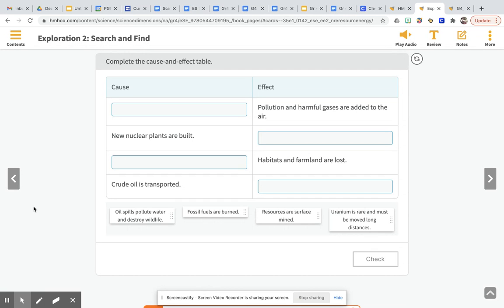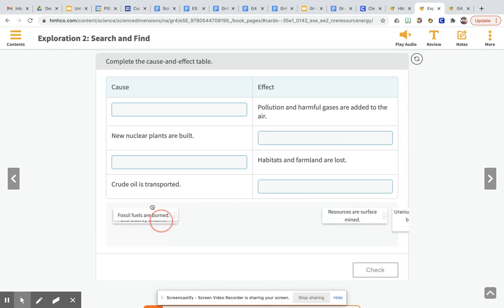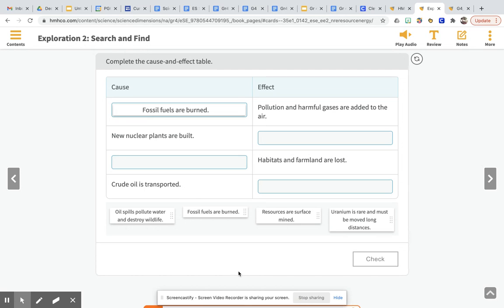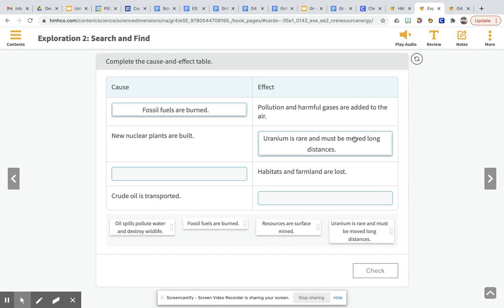All right, are we ready to discuss? Well, the first one was a cause. And so our effect is pollution and harmful gases are added to the air. And so what would cause this? Correct answer, fossil fuels are burned, and then pollution and harmful gases are added to the air. All right, the second one, new nuclear plants are built. And so if new nuclear plants are built, then uranium is rare and must be moved long distances.